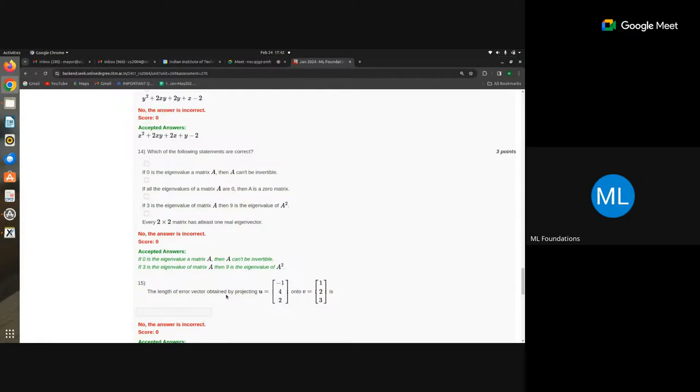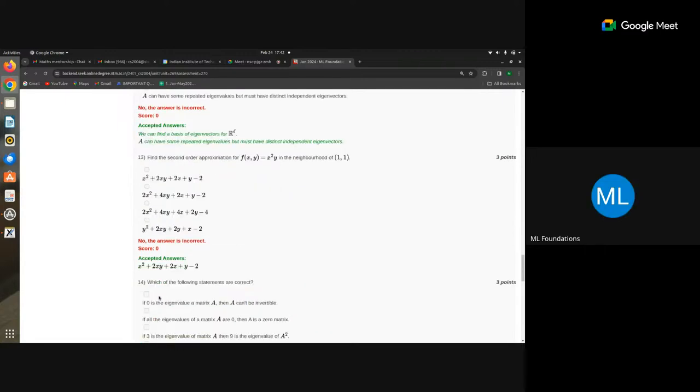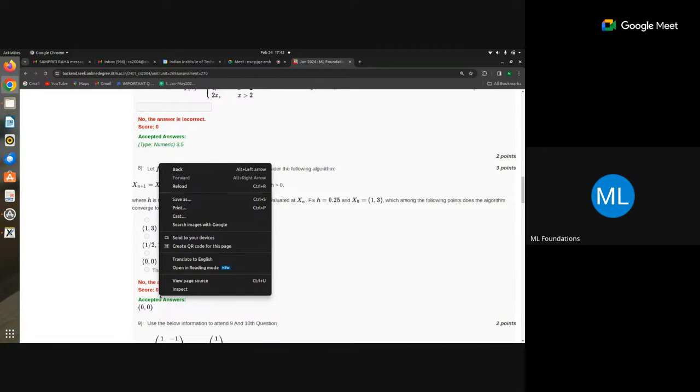If 3 is the eigenvalue of matrix A, then 9 is the eigenvalue of A square. There is a property about this which you have already studied. So options A and C are correct. Every 2 by 2 matrix has at least one real eigenvector? We cannot say that, right? It can have a complex eigenvector also. So I think we have solved all questions.